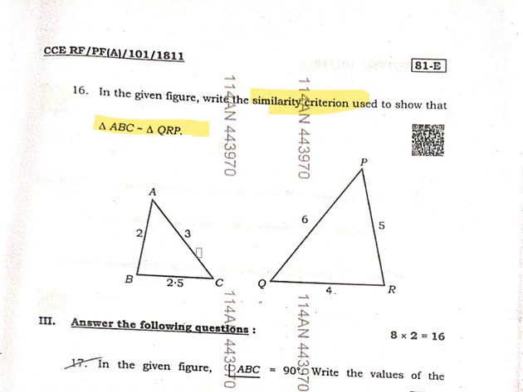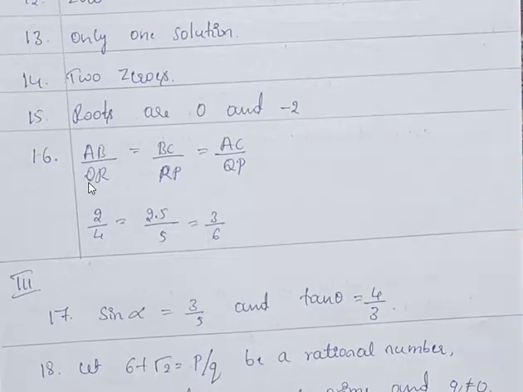And AC is how much? 3, and PQ is double of this, that is 6. If you take the ratio of the corresponding sides, that means AB by QR, 2 by 4, and BC by PR, that is 2.5 by 5, and AC by PQ, that is 3 by 6, you'll get the same proportion, the same ratio. I'll show this. AB by QR equals BC by PR equals AC by QP. The diagram was in the question paper.